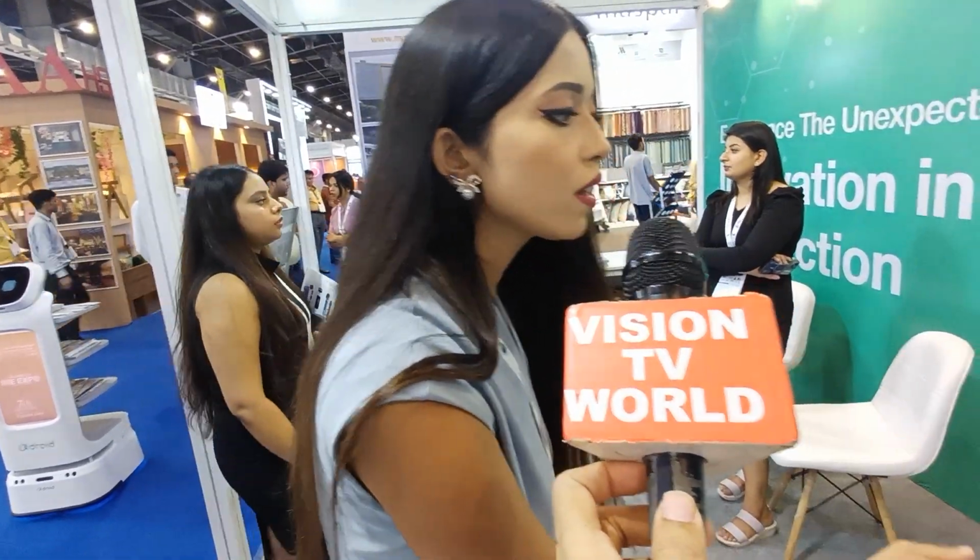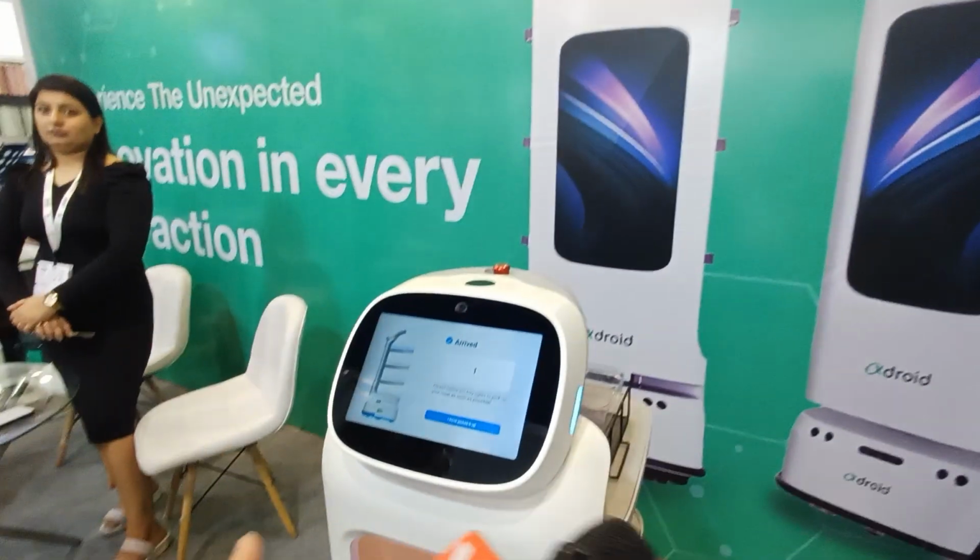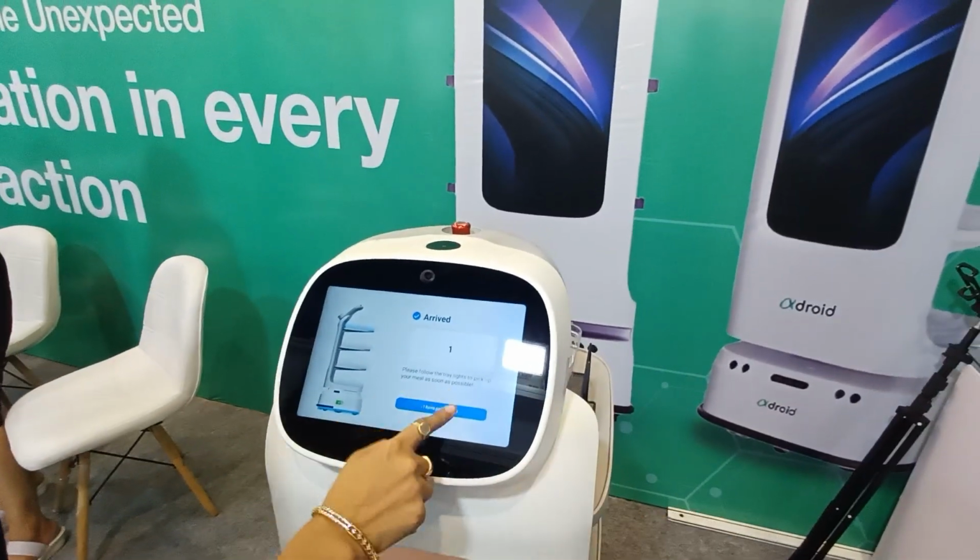The plus point is that it can deliver to 4 sets of tables at the same time, which practically is not possible by a human. So this is what this robot can do.